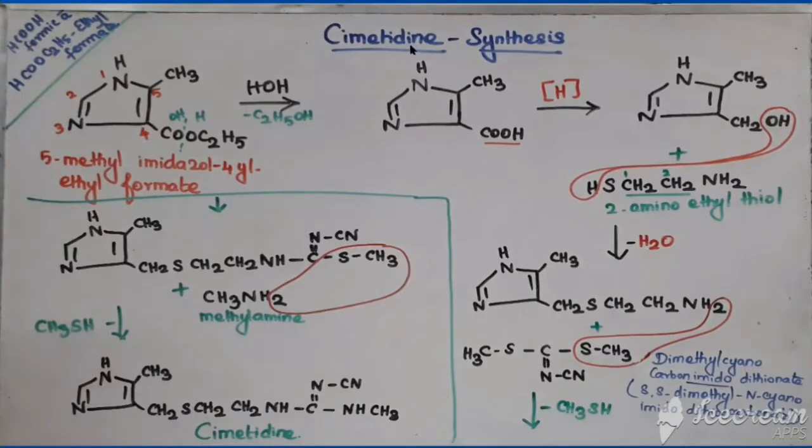Now we'll see the synthesis of cimetidine. For the synthesis of cimetidine, this would be the parent. Already we have known this is called imidazole. In the imidazole, the fifth position has a methyl, and the fourth position has COOC2H5.